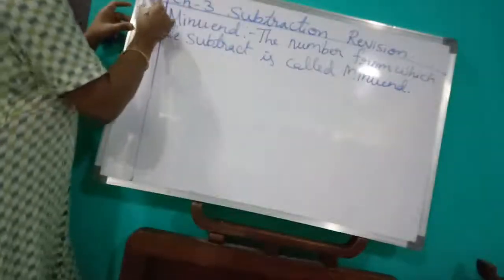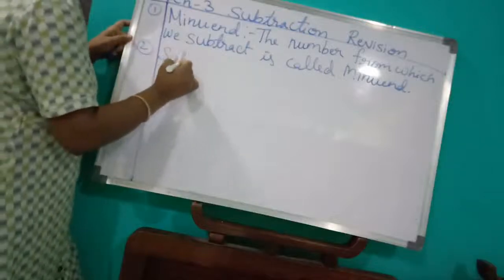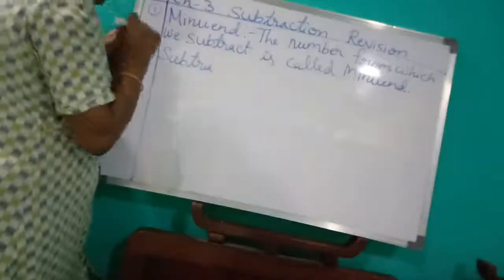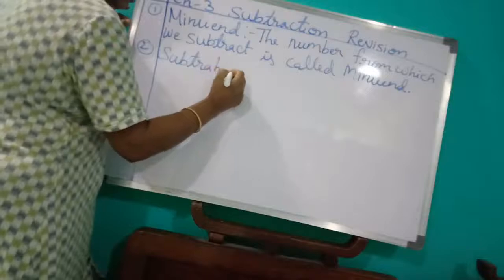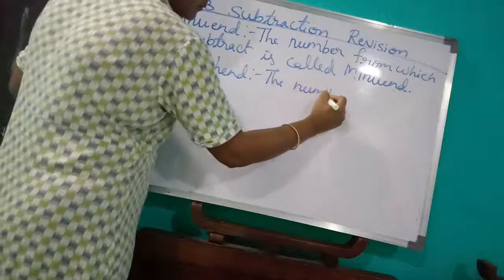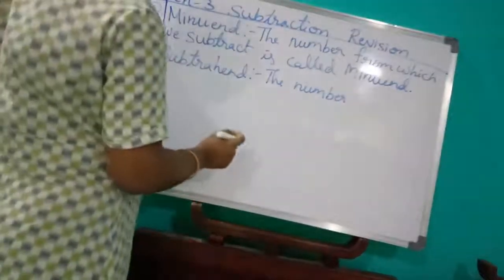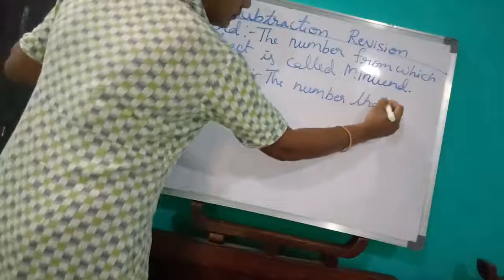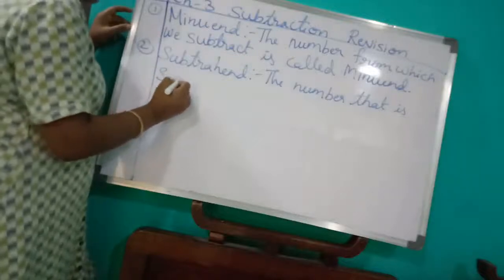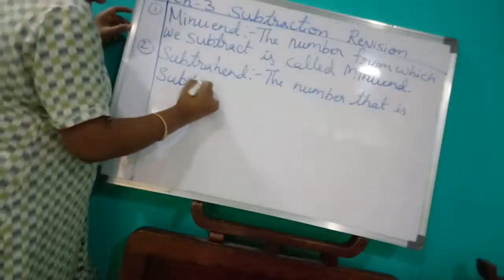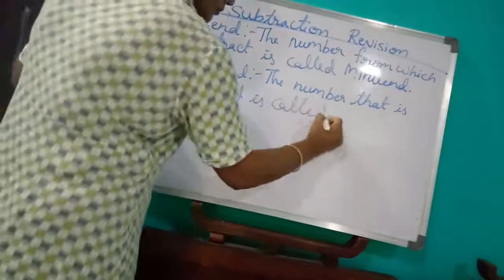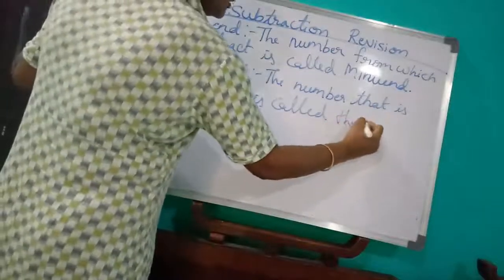Okay. Next, subtrahend. The number that is subtracted is called the subtrahend.